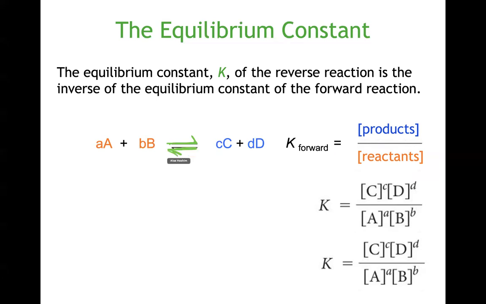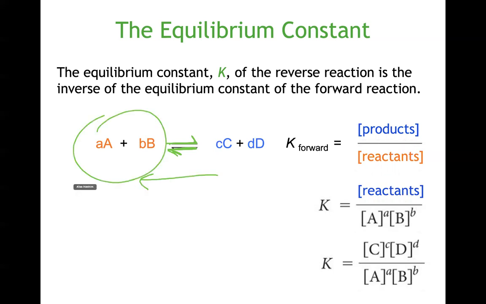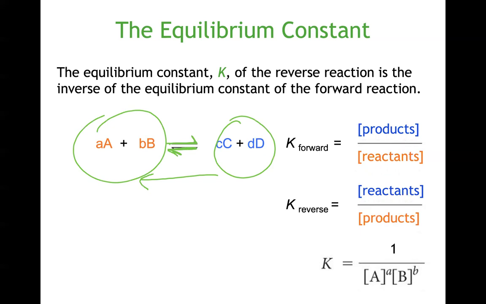If we are writing the equilibrium constant for the reverse direction, then now those are the products, and those are basically our reactants. So we swap it. That's if we're thinking about it in terms of the reverse direction, if we're looking at it the other way around. Or you could think of it that the equilibrium constant of the reverse direction is 1 over the equilibrium constant of the forward direction.